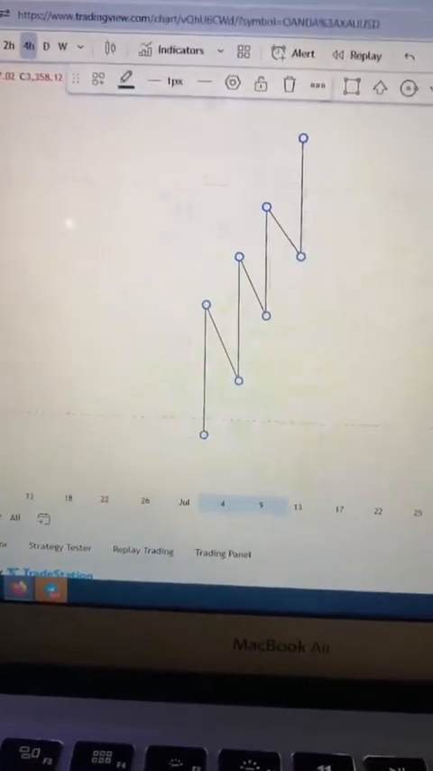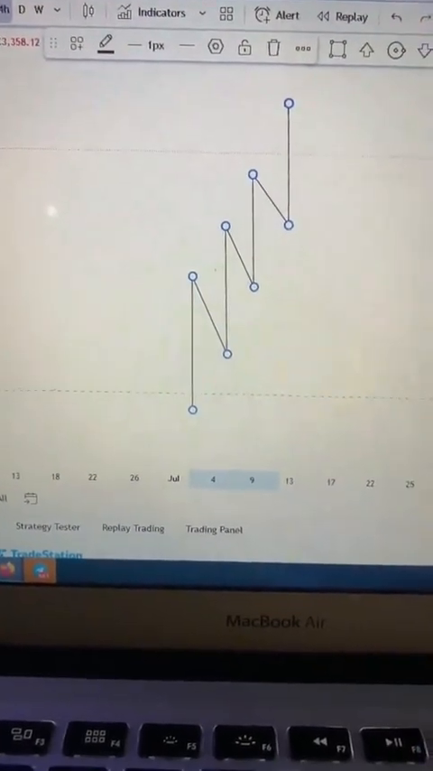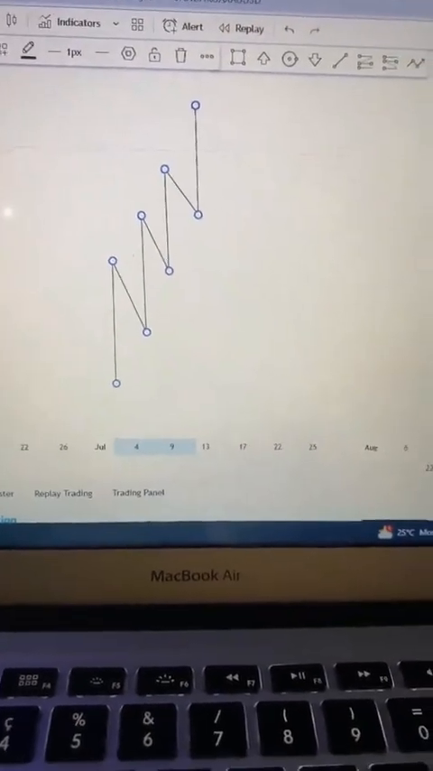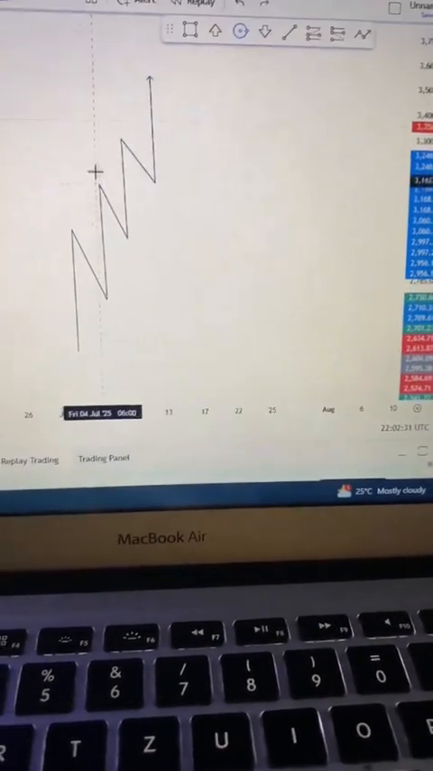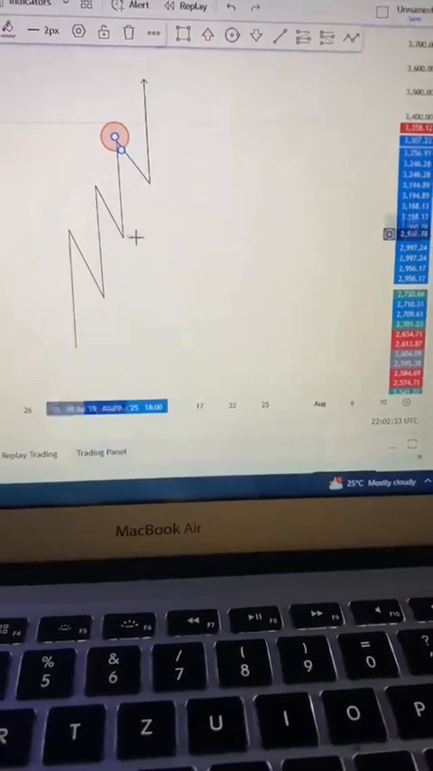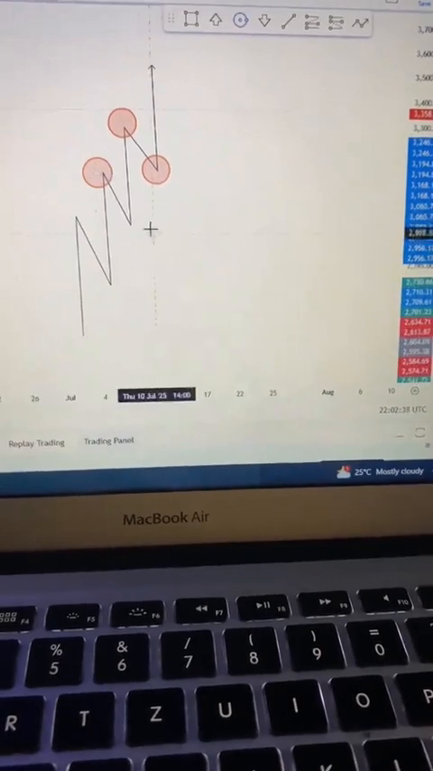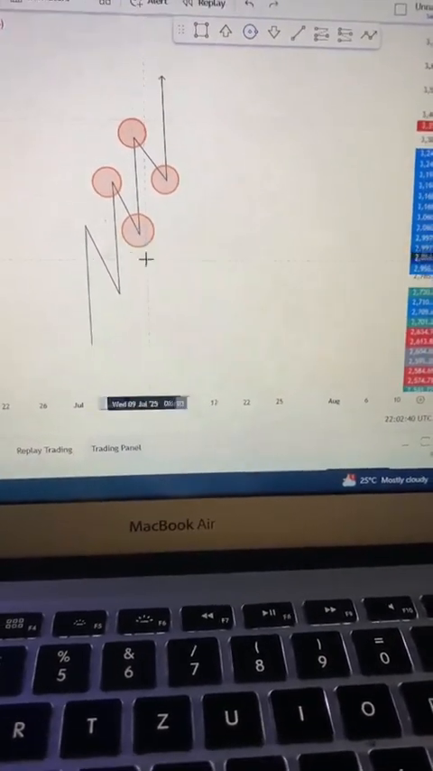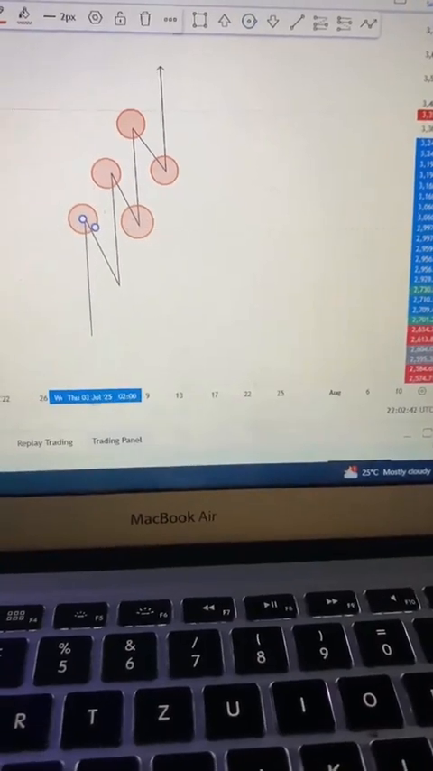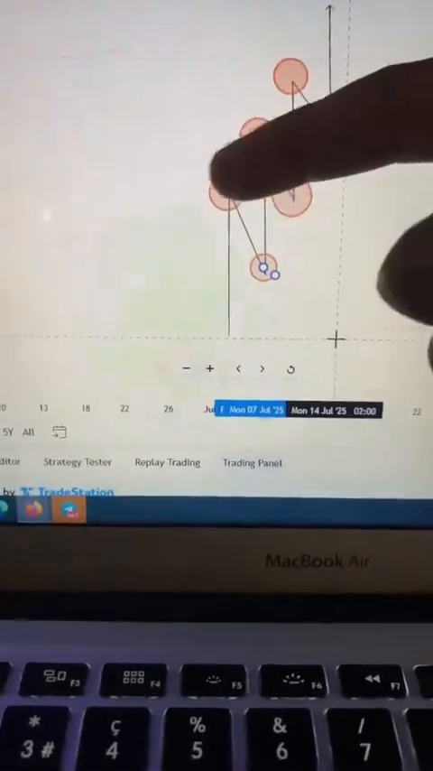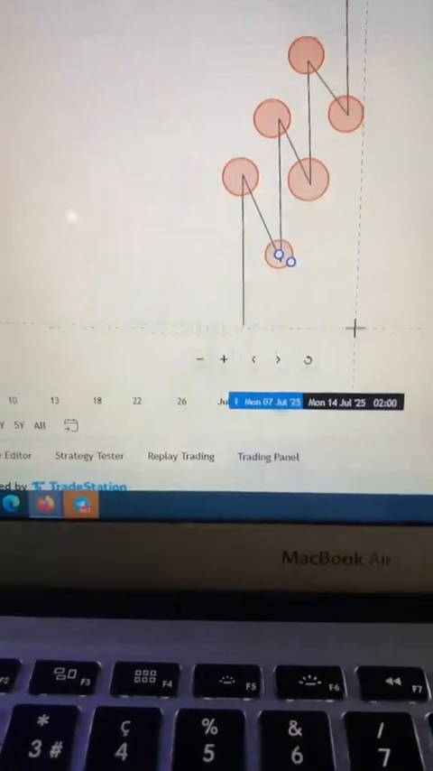Now, the external structure will be this: swing high, this one swing high, swing low, swing high, swing low, swing high, swing low. I say external structure refers to the major swing highs. This is the major swing high. This is the major swing low that defines the overall market trend.